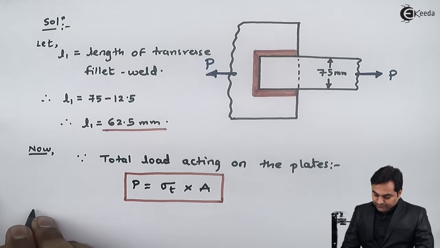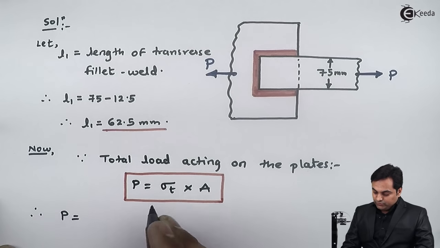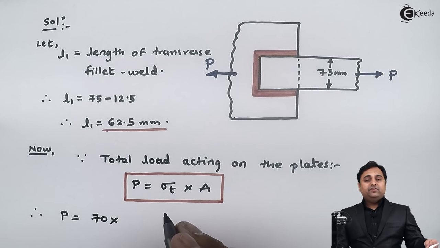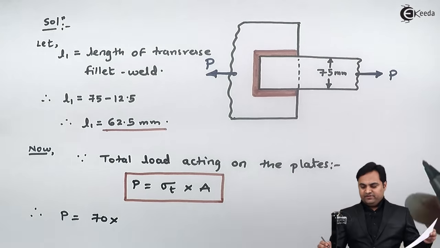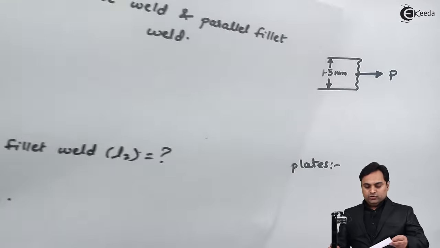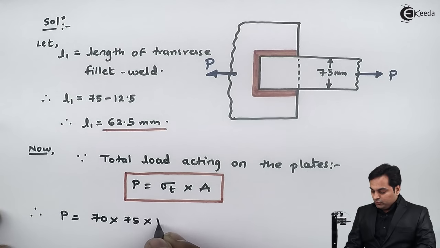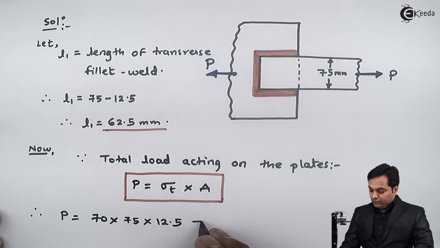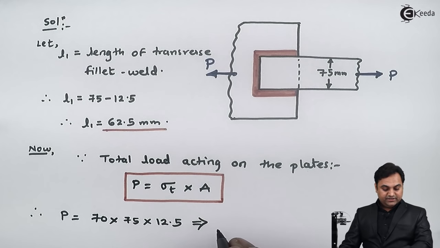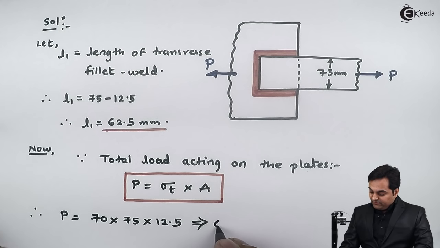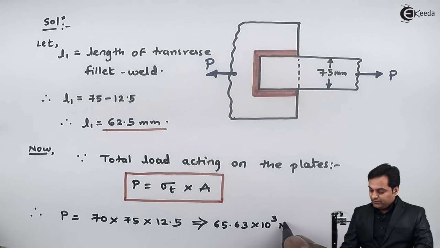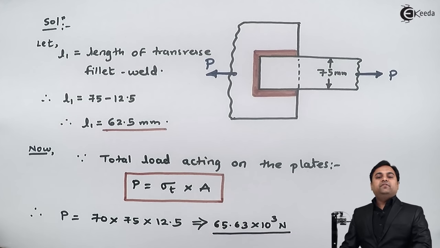Now I'll say that therefore P is equal to sigma t is 70, area, here they have given width and thickness. The width of the plate is 75 and its thickness is 12.5. So it is 75 into 12.5. So from this we will get the value of load, and my answer is 65.63 into 10 raised to 3 Newton. This is the value of total load which is carried by these plates.